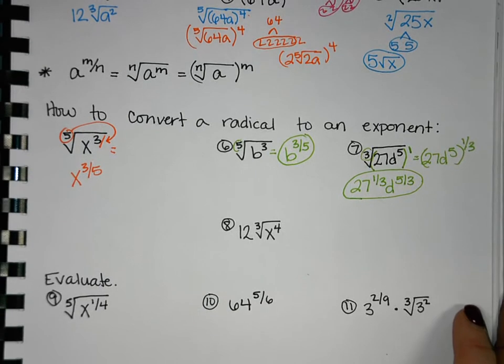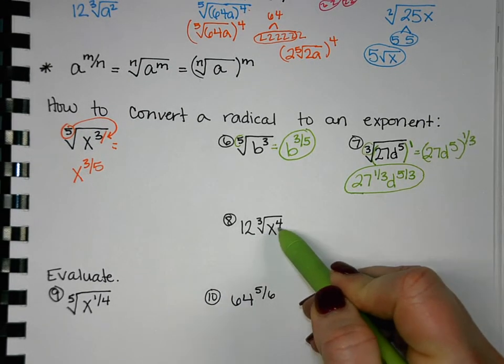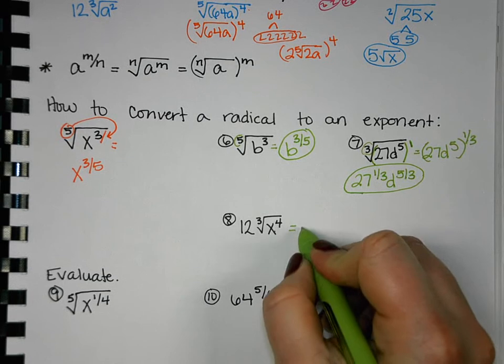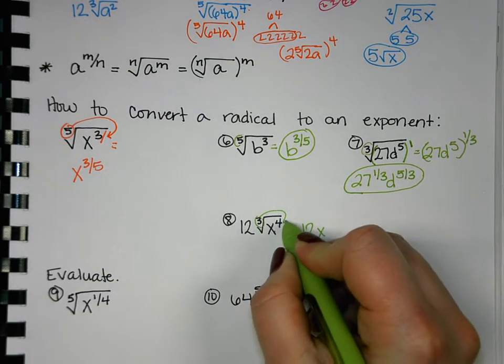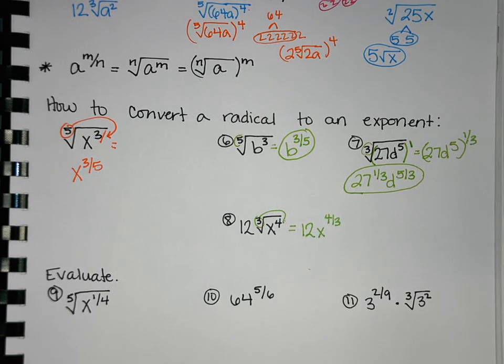So then on number 8, the radical's only over the x. So we don't have to do the parentheses with a 1, because we only have the one thing. We'll have the 12x. The 3 will come to be the denominator of 4. And that would be your solution.